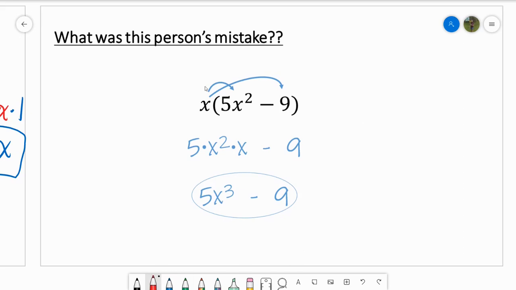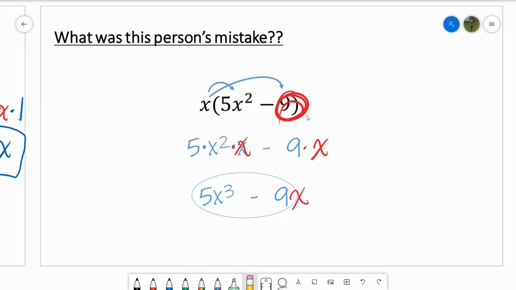All right, so they knew that they were supposed to distribute. You can see their arrows on top. That looks beautiful. They knew that they were supposed to distribute to both terms, but did they actually do that? No. Yes, they multiplied this first one times this x. I see that right here, times x. But they did not do their 9 times x. So that's what their problem was. So they just forgot to distribute the x to the second term. So there should really be an x on the second term as well.